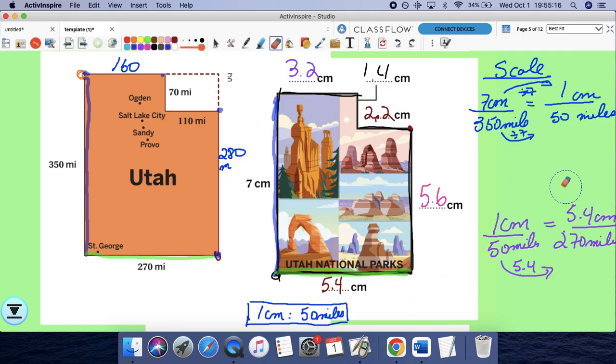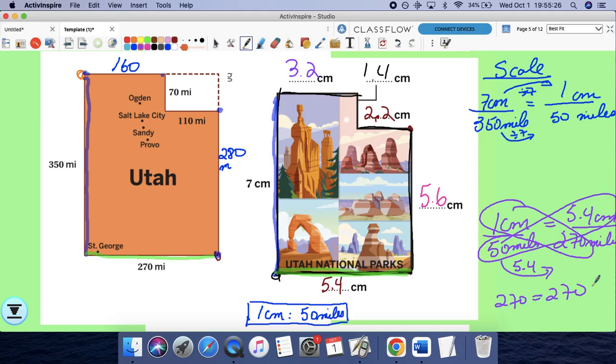Is there a different way we could have done that? We could have cross multiplied. 1 times 270 is 270, and we just found out that 50 times 5.4 is 270, right? So they're equal to each other. So that's another way of proving that these two ratios are equivalent. So now we know that when we did our work here, we used the scale correctly.